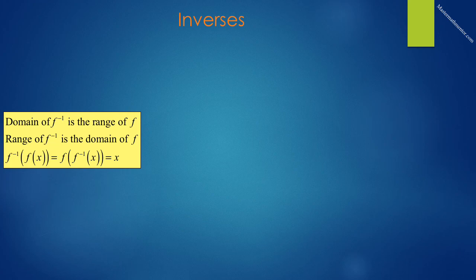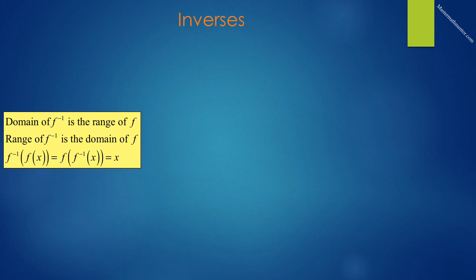We also know that if we start with x and we apply f to it, and then immediately apply f inverse to it, we get x. We start with x, we apply a process, and then apply the reverse process, and we go back to x. So f inverse of f of x is the same as f of f inverse of x, which is x.